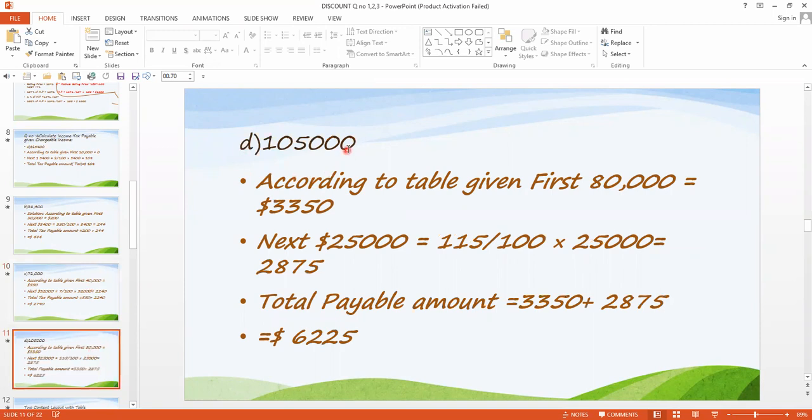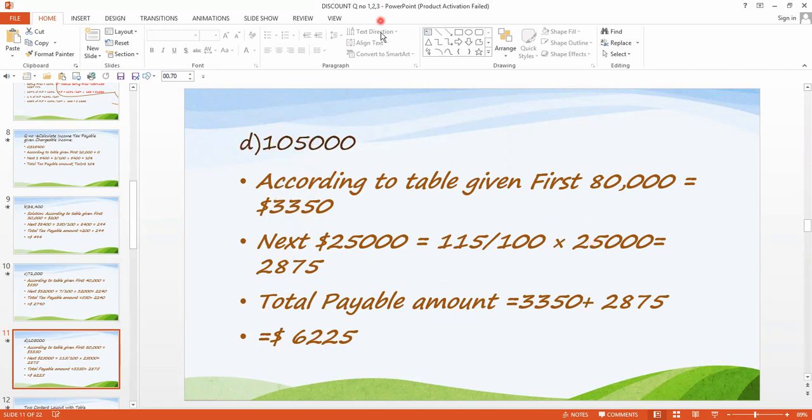Okay, here they gave us the unit, 10 million, 105,000. In the Pakistan way, you can say 1 lakh 5,000, or you can say 105,000. Internationally you can't use lakh, you use 100,000. So according to the table given, for the first 80,000 you have to pay the fixed tax, that is 3,350.